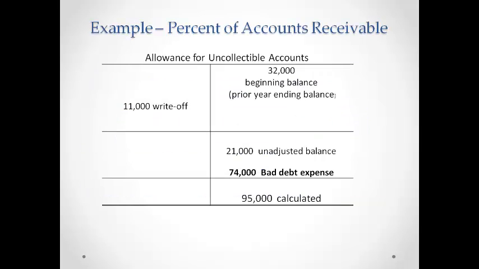The bad debt expense for the current period will be the difference in the unadjusted balance and the current estimate of amounts that won't be collected. This can be computed using the T account for the allowance account. Begin with the beginning balance and subtract the write-offs that occurred during the period to get the unadjusted balance of $21,000. The current estimate of total uncollectible accounts of $95,000 is then compared to the unadjusted balance, and the difference is the bad debt expense.